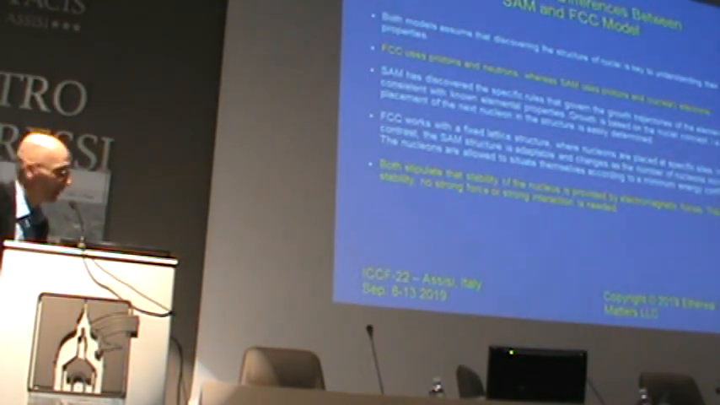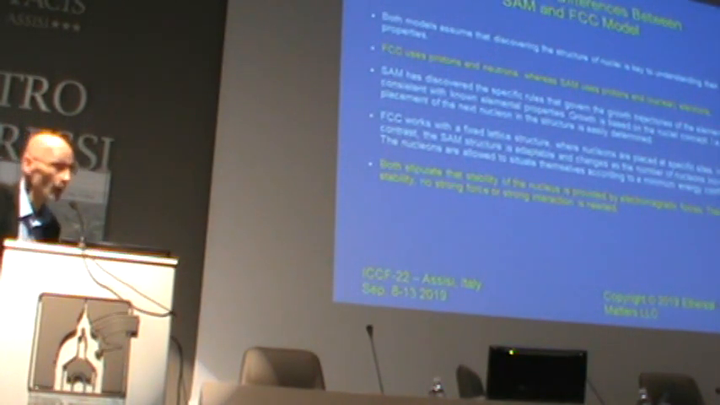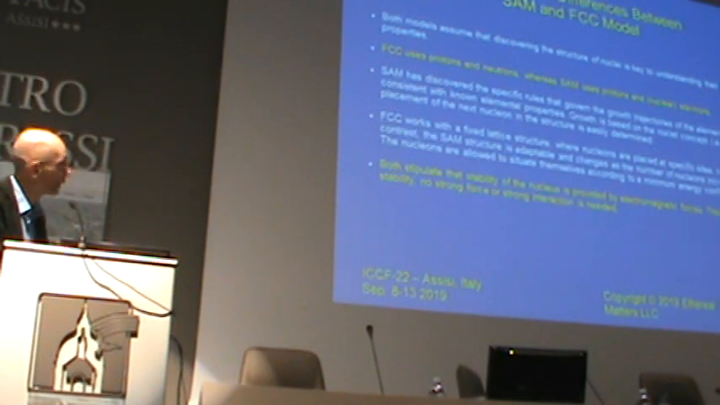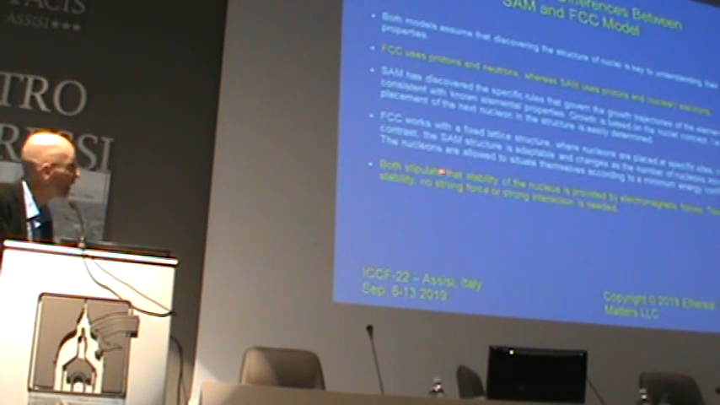So the similarities and differences between the structured atom model and the FCC model. I would like to point out two major things. The FCC model uses protons and neutrons. This is of course the conventional thinking at the moment. Whereas SAM uses the protons and nuclear electrons. However, the overlapping is that both stipulate the stability of the nucleus is provided by electromagnetic force. Therefore, for stability, no strong force or strong interaction is needed.